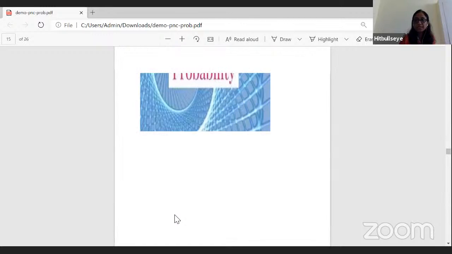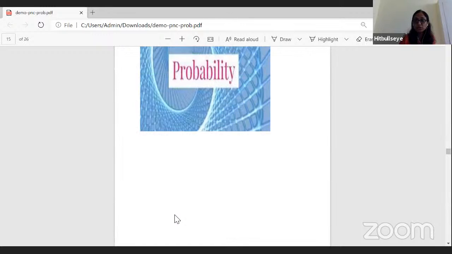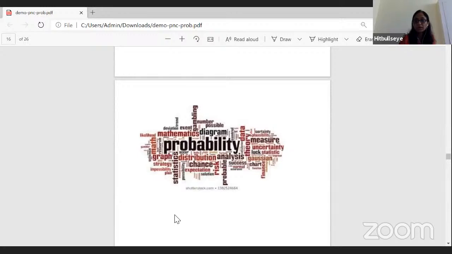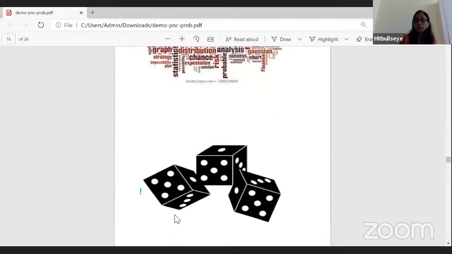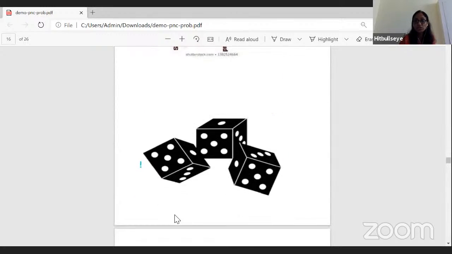So probability is the next concept that I'm taking up. You all are aware of what probability is all about. Probability basically talks about questions based on dice, a single die, or cards, or questions based on a coin. So these are the normal questions that probability is based on.